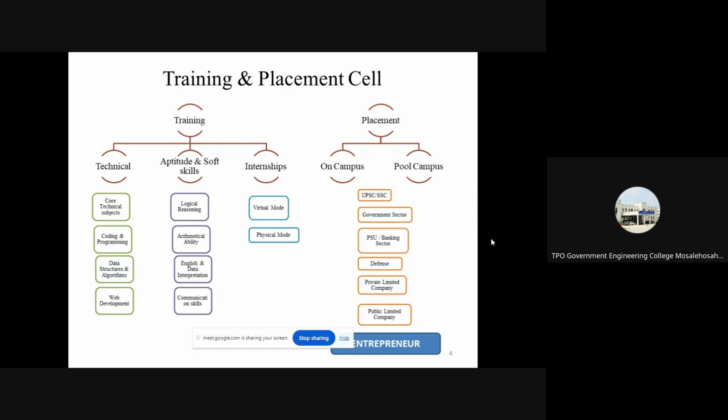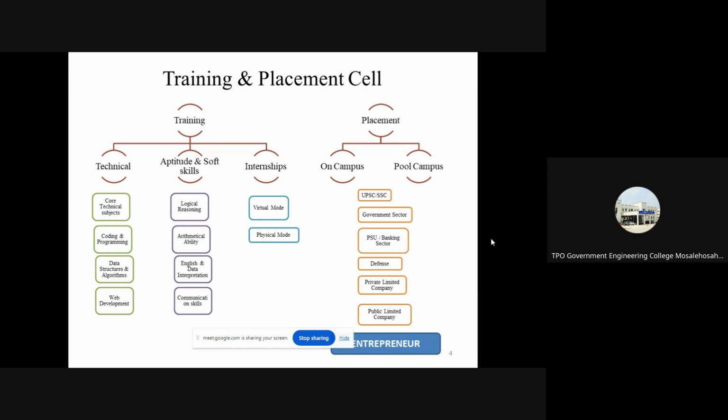Once the technical and aptitude training is done, as we come to the 6th semester or the 4th semester, there are internships. Internships have two modes: virtual as well as physical. This training is very specially important for our government institutes, where we make the students ready for the placements. In placements, you have on-campus and off-campus. Basically, government institutes will depend on off-campus.